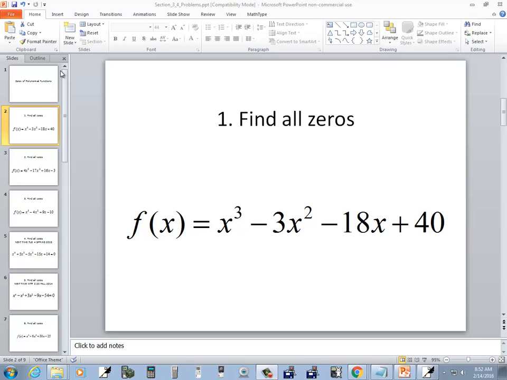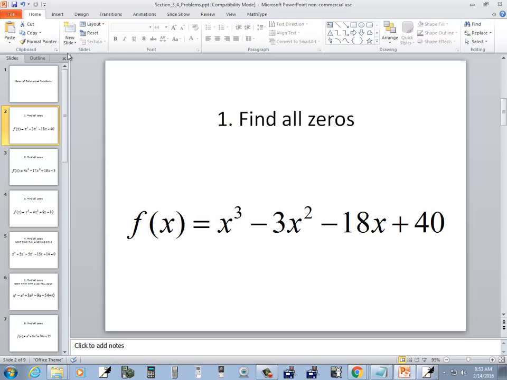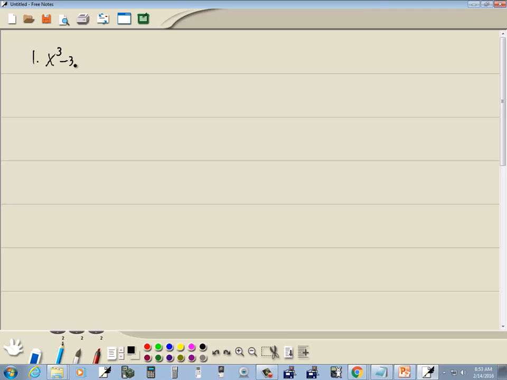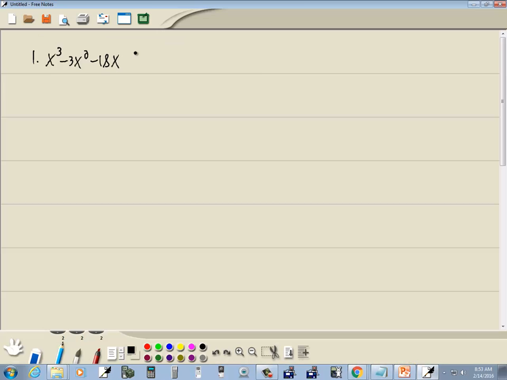Okay, let's take a look at this problem. We've got x to the third minus 3x squared minus 18x plus 40, and we're finding the zeros, so we always set it equal to 0. Now I'm going to show a few of these by hand. I'm going to show the general idea.